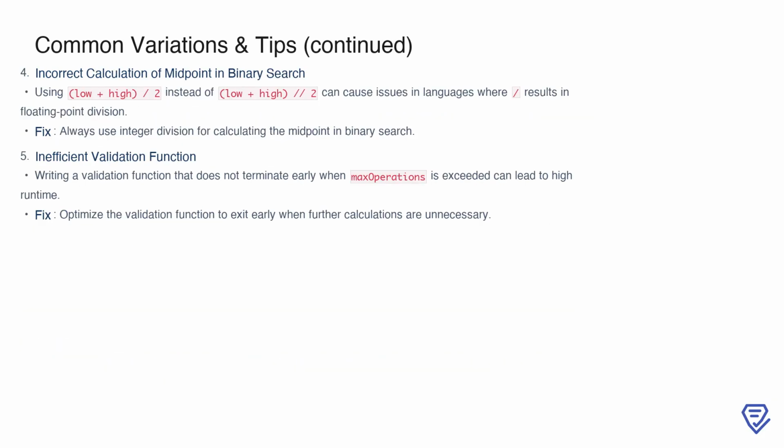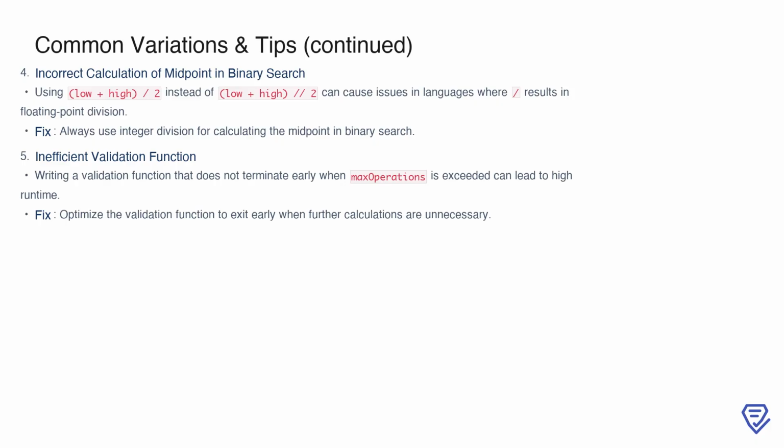Another frequent challenge involves incorrect calculations in the binary search process. Using (low + high) / 2 instead of integer division can cause issues in languages where division results in floating point numbers. This can lead to unexpected behavior, so always ensure you use integer division when calculating midpoints.